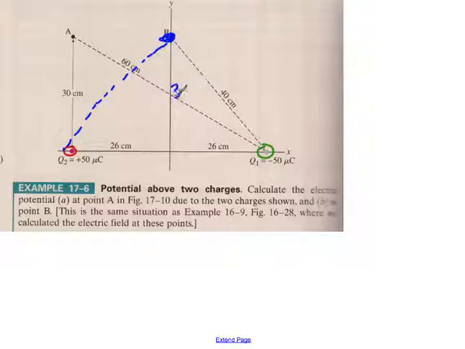So since that's 30 and that's 26, oh yeah, we don't even have to do Pythagoras, do we? Can't we just use geometry and say side, angle, side, SAS? These triangles are congruent by SAS, so we already know that this has got to be 40 centimeters. So since the charges are equal magnitude, opposite sign, there's going to be 0 voltage at point B.